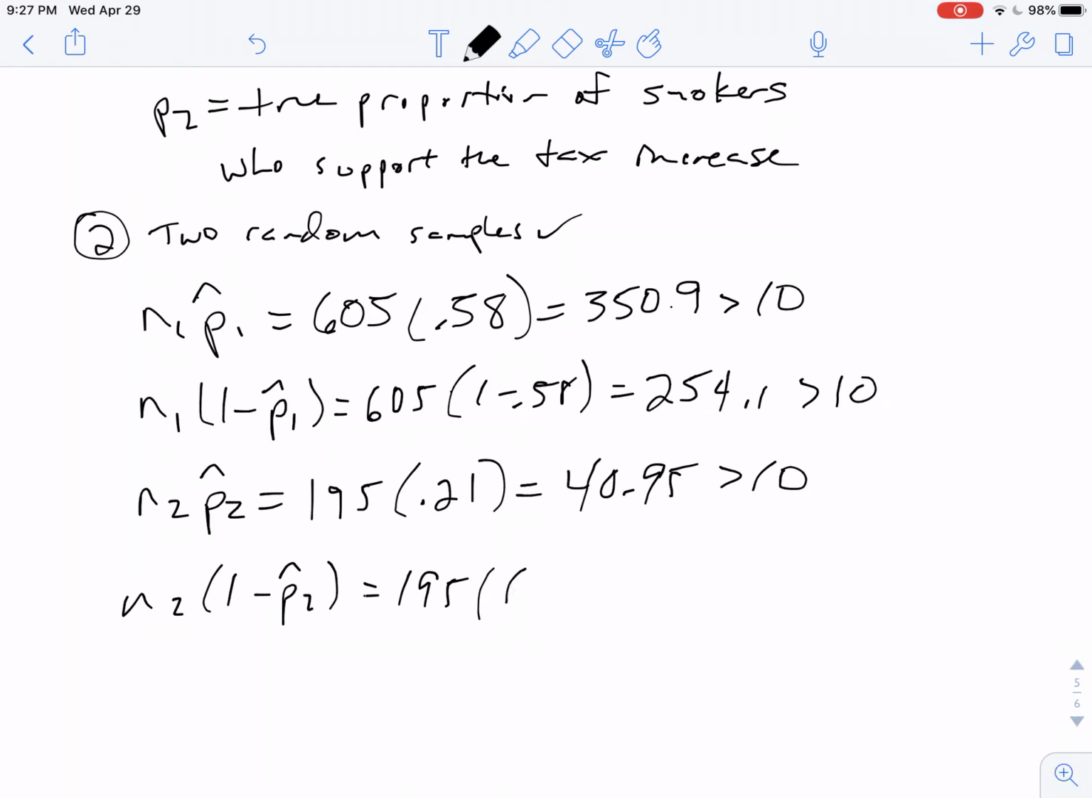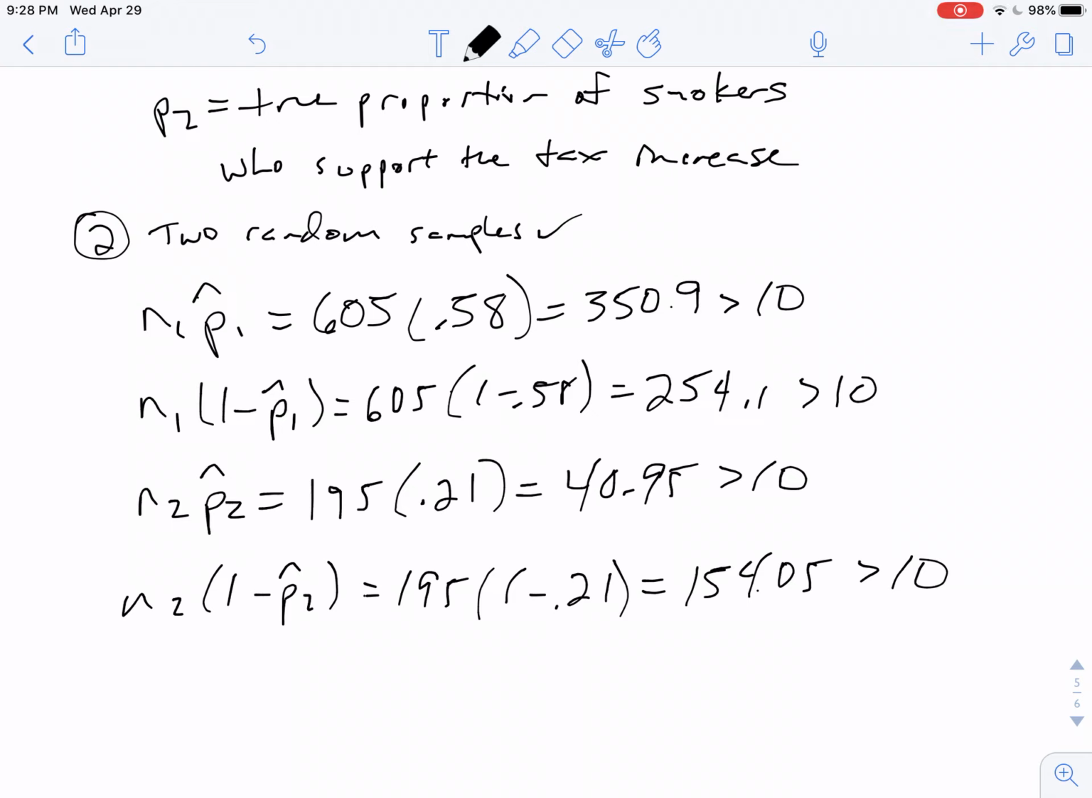195 times 1 minus 0.21, and that's 154.05. Also greater than 10. So we can see that all of these numbers are greater than 10. So we are justified using that normal distribution.